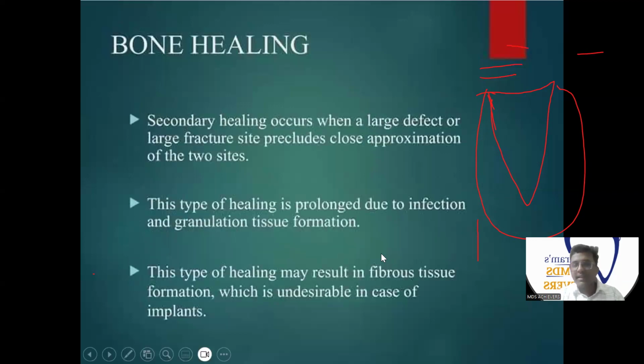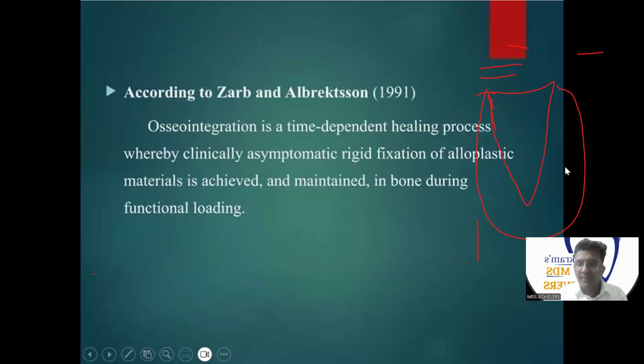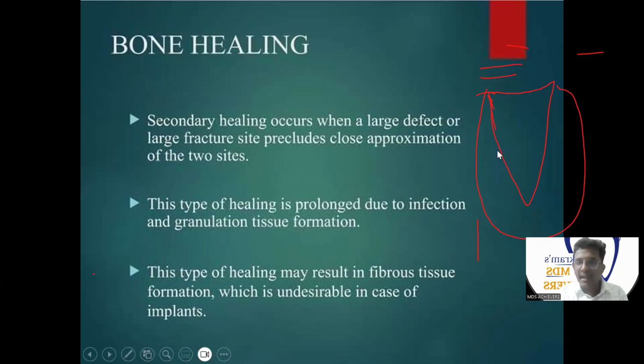And secondary healing occurs when a large defect or large fracture site precludes the close approximation of the two sides. And this type of healing is prolonged due to the infection and granulation tissue. If at all there is any infection or intervening tissue present between the implant and the bone, then it is going to cause a secondary healing.